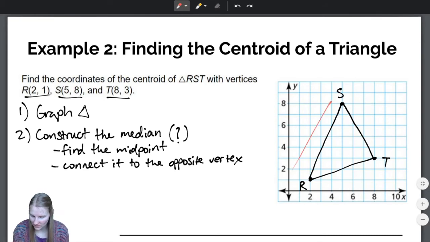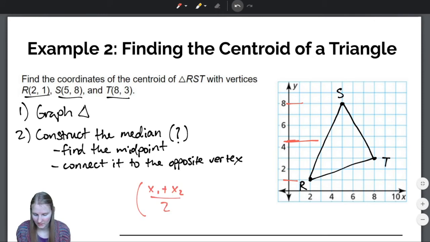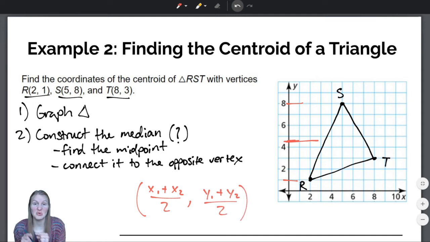Let's see, if I look at side RS, I can see that I have 1 and 8. So the halfway point is 4.5. That doesn't look like a happy midpoint. And of course, I'm just estimating right now. I'm not actually using the midpoint formula to find what these midpoints are. I'm estimating to see, do I want to find that midpoint? Do I want to try to use that midpoint?